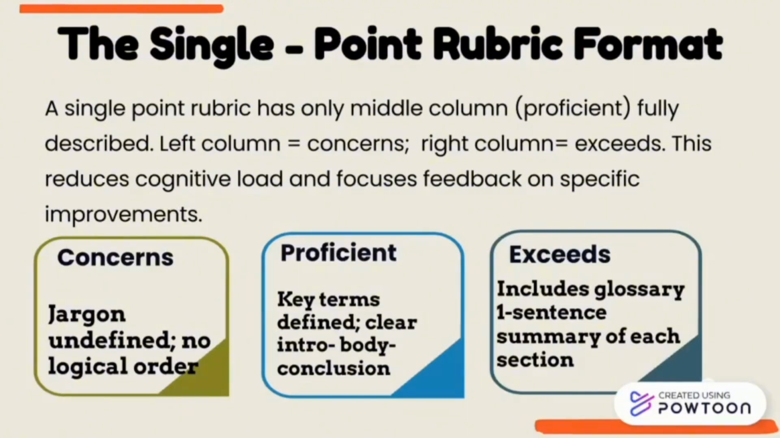Here is an example row for the criterion of peer-friendly language. The concerns column might say: jargon undefined, no logical order. The proficient column says: key terms defined, clear introduction-body-conclusion. The exceeds column says: includes a glossary plus a one-sentence summary of each section.